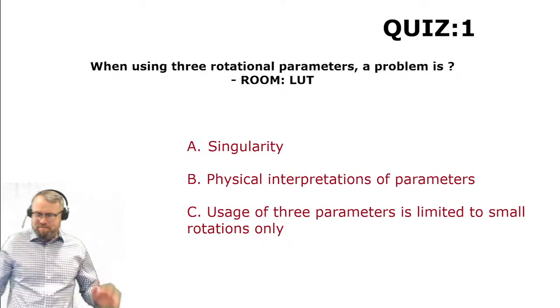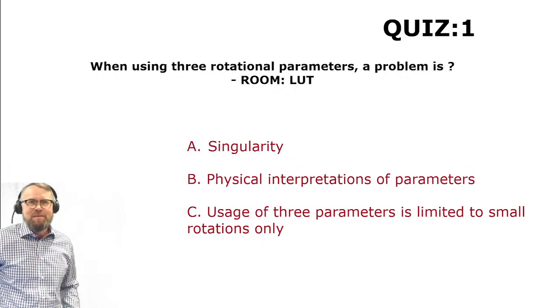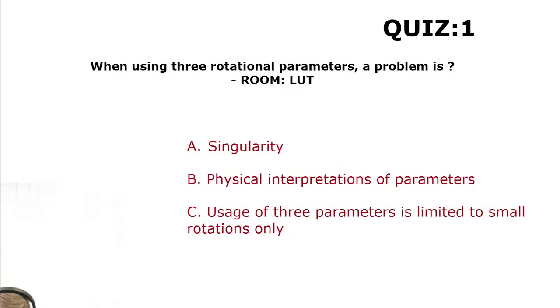And then I have one in-class quiz. And then I can go back to this method based on four parameters, and you will see the in-class quiz right after this lady's YouTube channel here. When using three rotational parameters, a problem is singularity. Physical interpretation of parameters: the usage of three parameters is limited to small rotations only.